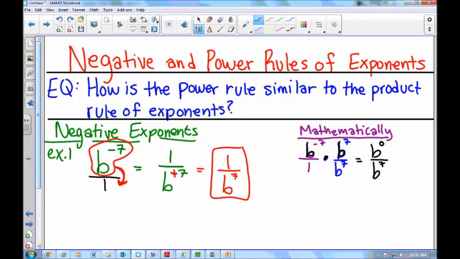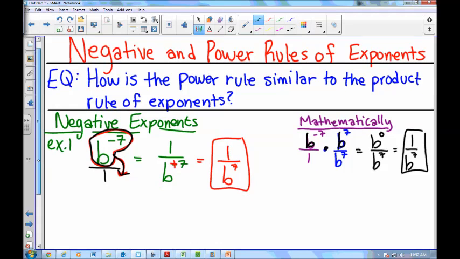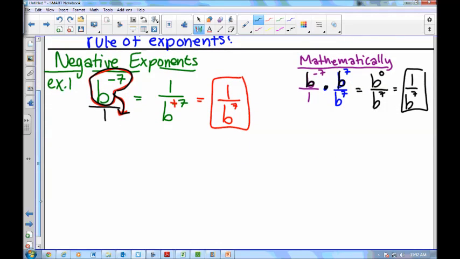Now last time we learned the 0 property. B to the 0 is not just nothing, it is 1. So 1 over b to the 7th. That's why this shortcut works. The shortcut is circle it and move it, change it and change the sign. So you don't have to do it mathematically like that every time. That's to show you why it works. Okay, let's try another example.